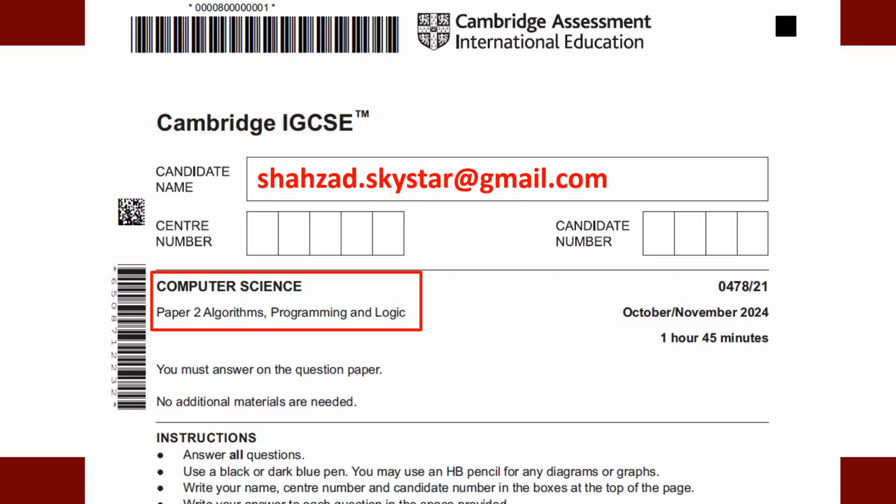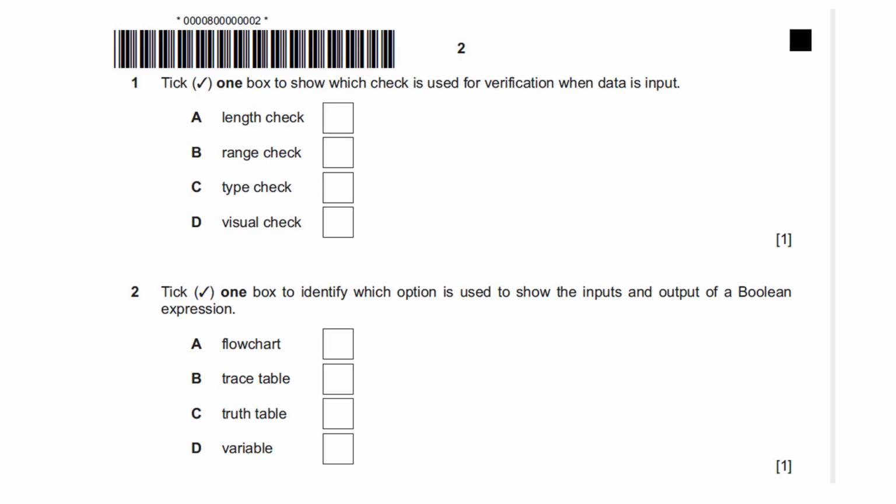Let's start the session. Tick one box to show which check is used for verification when data is input. The correct answer is visual check. Number 2, tick one box to identify which option is used to show the input and output of a Boolean expression. Flowchart, trace table, truth table, variable. The correct answer is truth table.